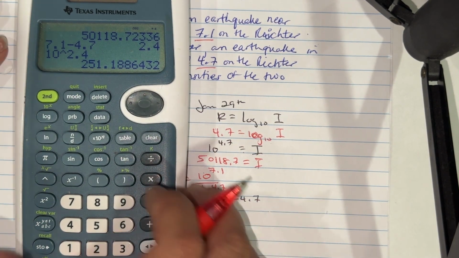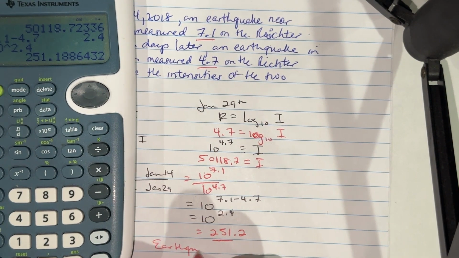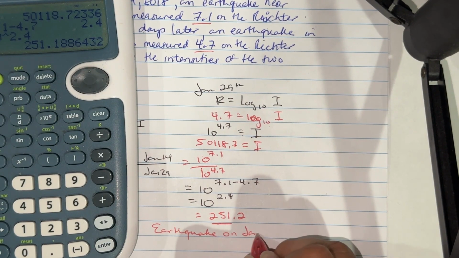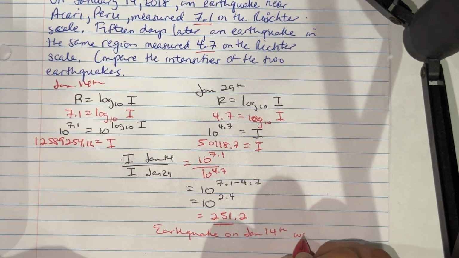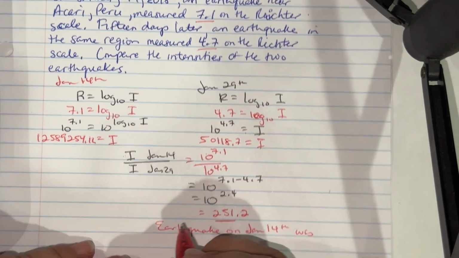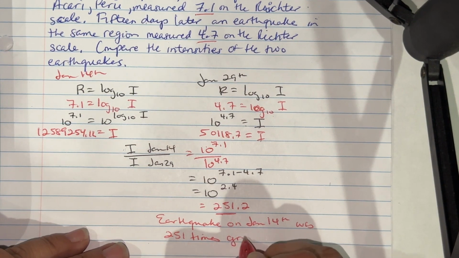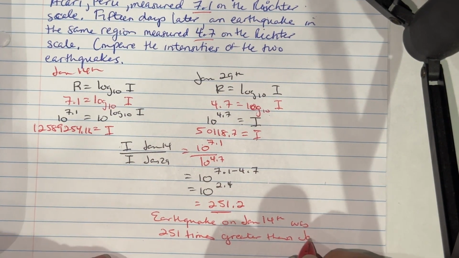What it means is the earthquake on January 14th was 251 times greater than January 29th.